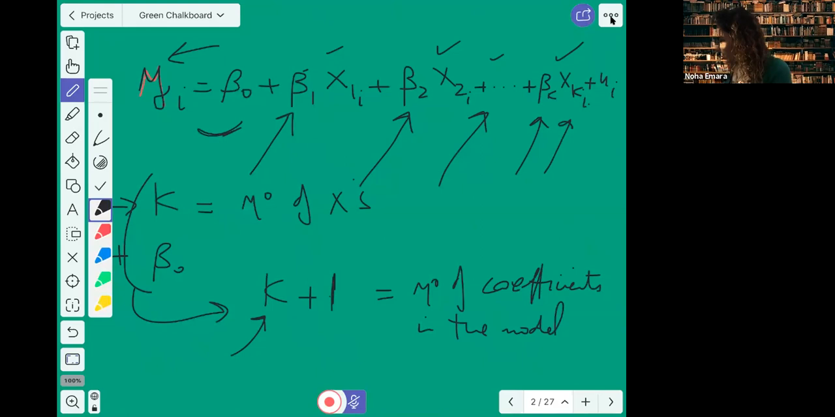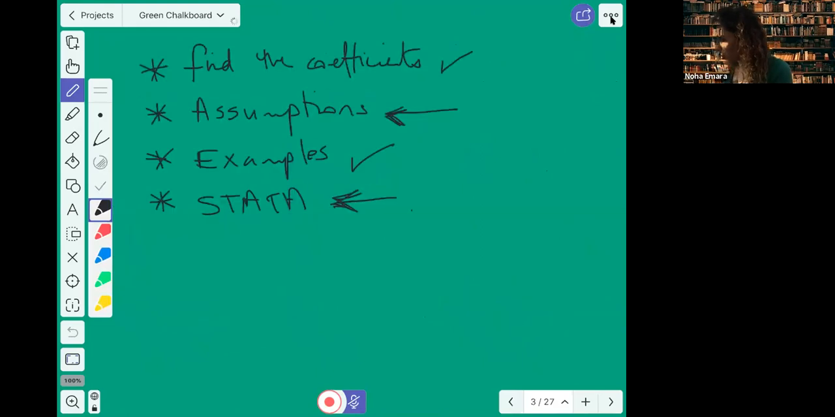So what we're planning to do today, last time we covered how we find the coefficients using the multi-regression analysis. We discussed the assumptions. I gave you an example and I showed you how to do it in Stata.